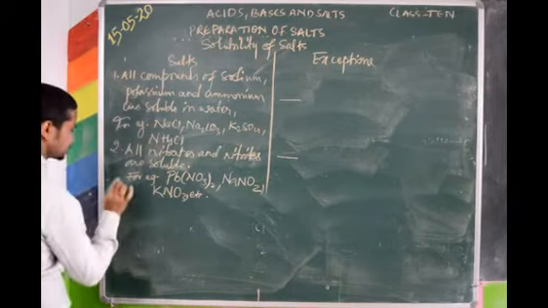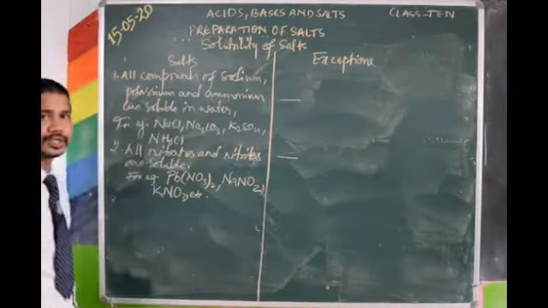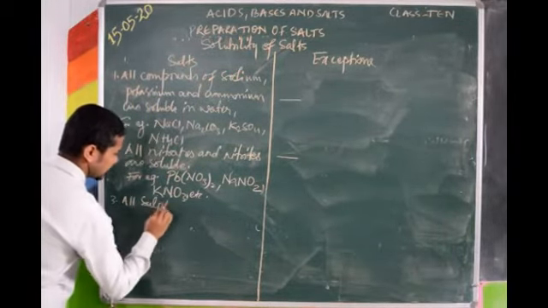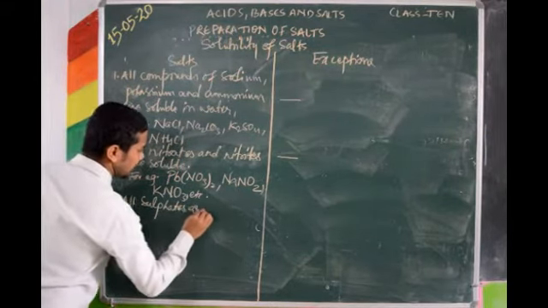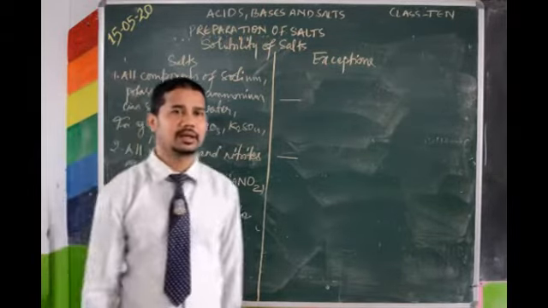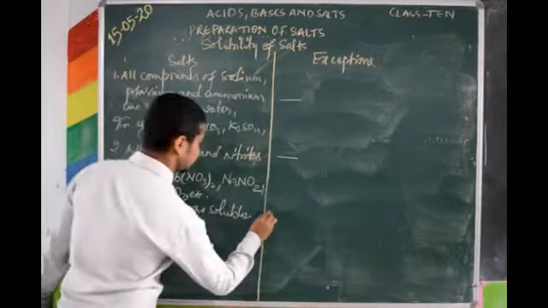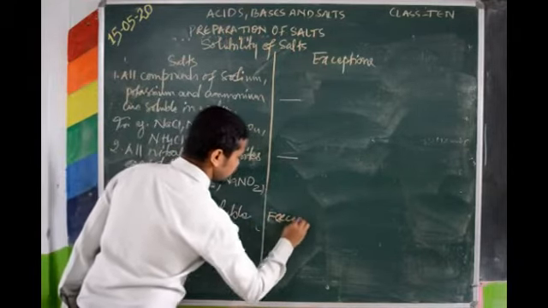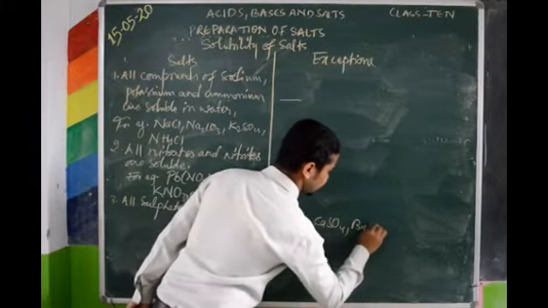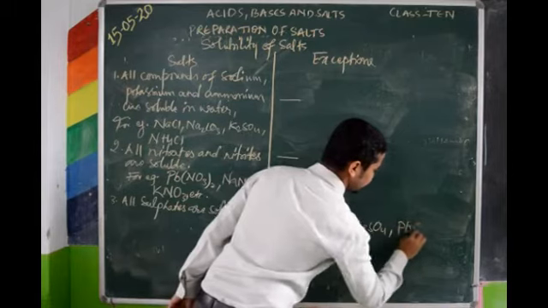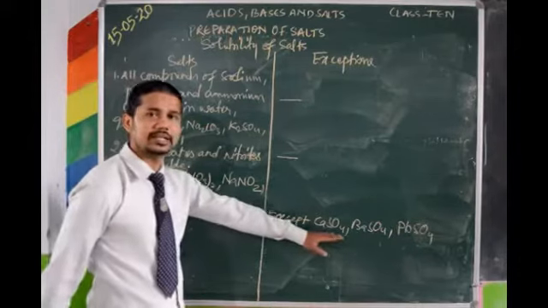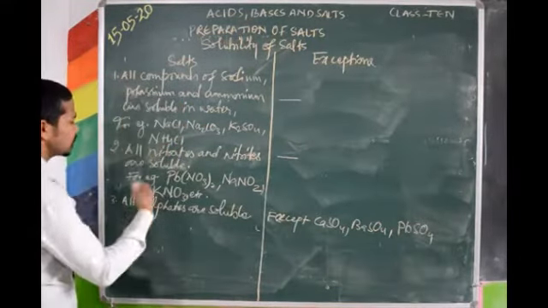Number 3, all sulfates are soluble. All sulfates are soluble, except, there is an exception, except calcium sulfate, barium sulfate, lead sulfate. These are insoluble sulfates, and the rest of the sulfates are soluble.